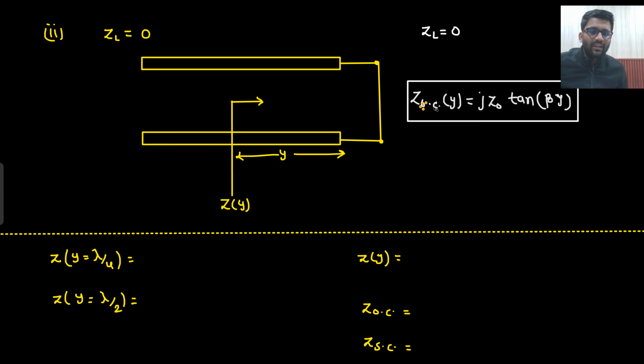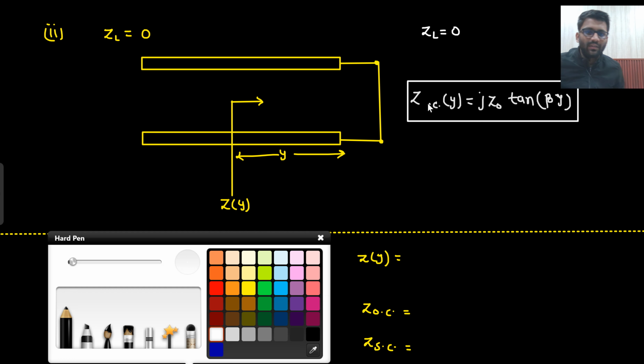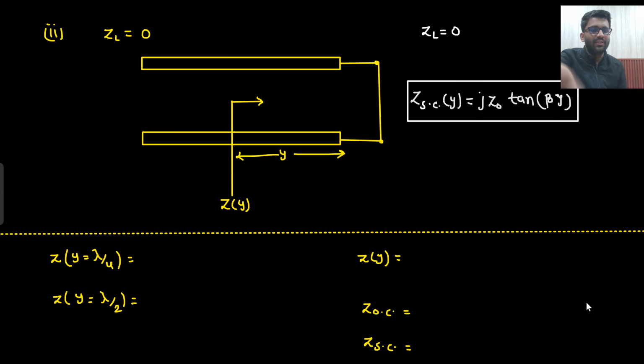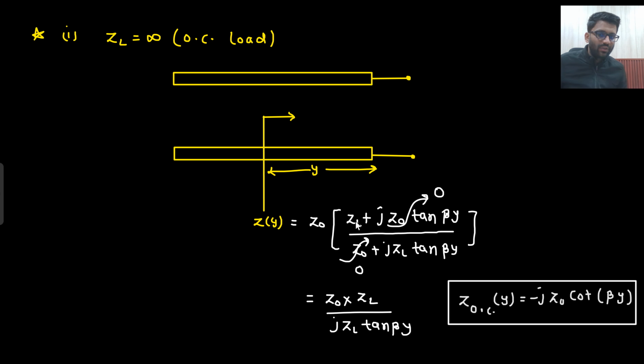Again, I am writing now open circuit. Sorry, this is the case of short circuit. Sorry, this was the case of open circuit, that means ZL was infinity here. This is the case of short circuit, that means ZL is 0 here. So if I put ZL equal to 0 here, then what am I getting? Z0 gets cancelled. So J Z0 tan beta Y I will get.